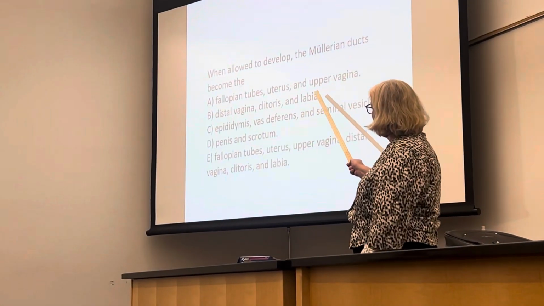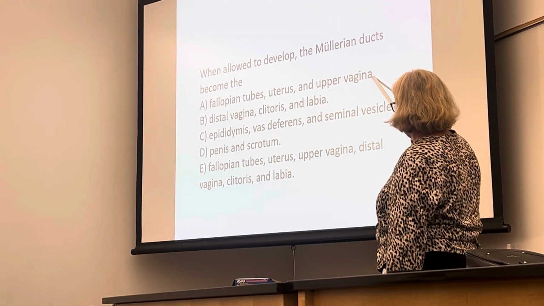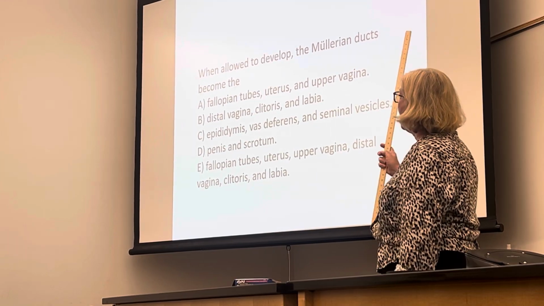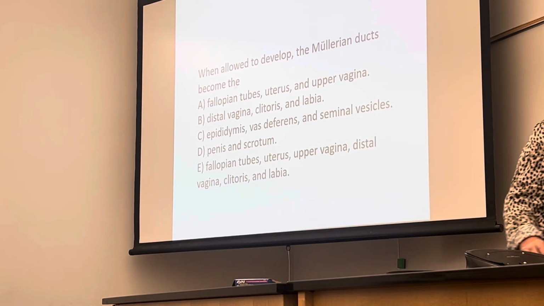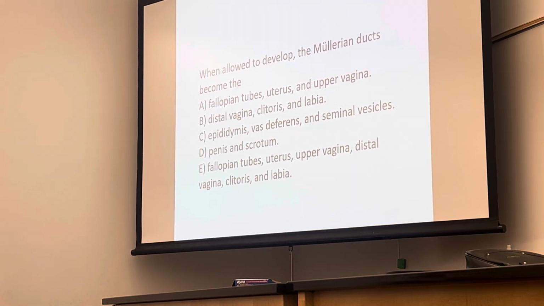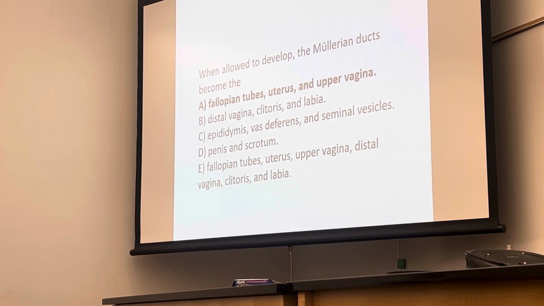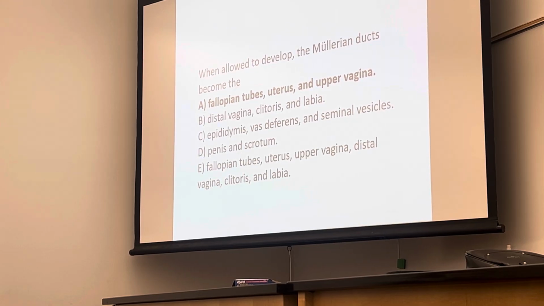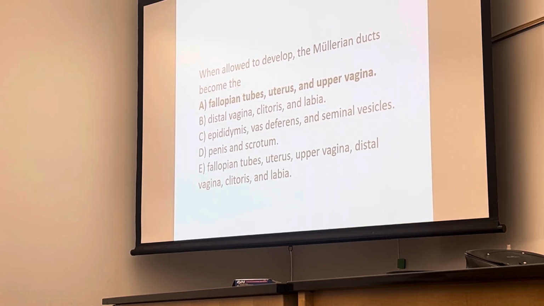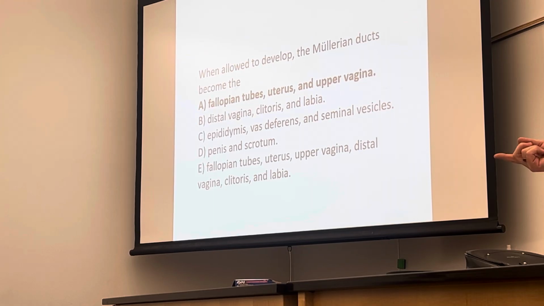Tubes, uterus, and upper vagina. Do we like that? Yes. And Brianda, correct. What needs to happen for the Mullerian duct to be allowed to develop? Isn't there AMH, anti-Mullerian hormone? It will not allow it. So what made it possible is the absence of AMH, which means the absence of what? The SRY gene on the Y chromosome.